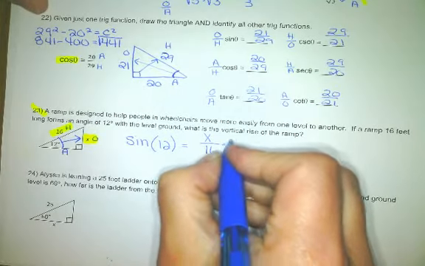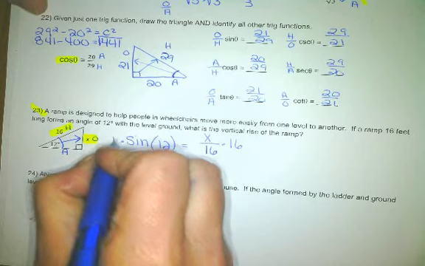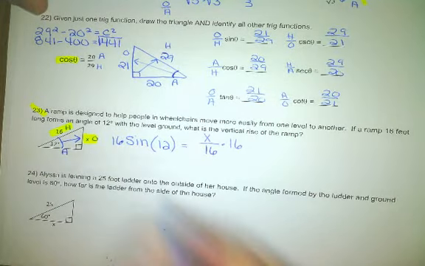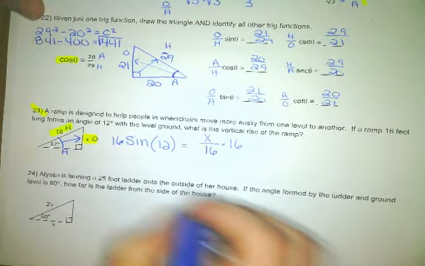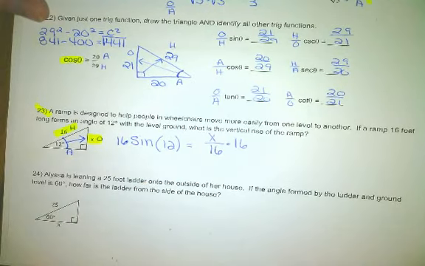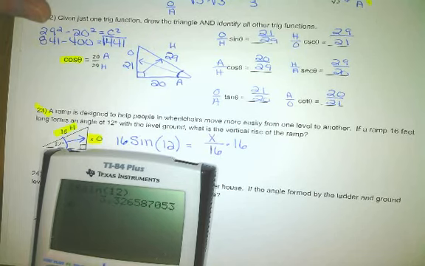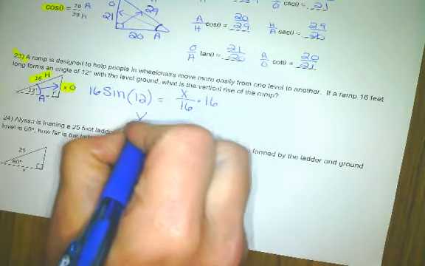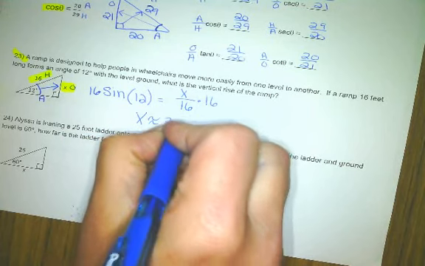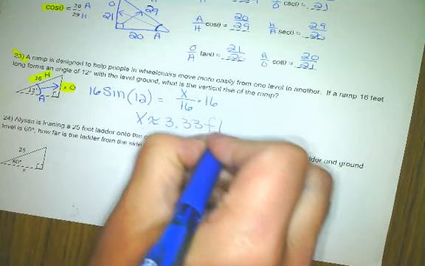All right, so I'm just going to start solving it. So times 16, times 16, and then that gives me, make sure your calculator's in degrees. So 16 sine of 12, and that gives you 3.33. So X is approximately 3.33 feet.